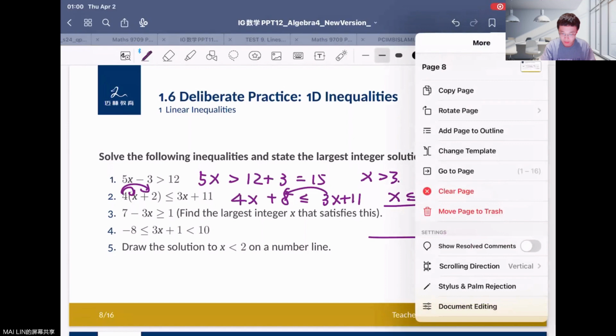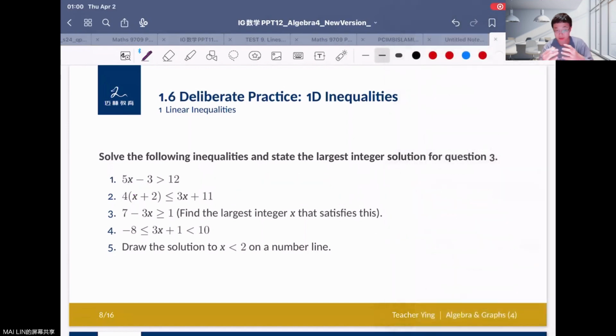And for the third problem, you have 7 minus 3x bigger or equal to 1. So first of all, you can subtract 7 on both sides, right? So it becomes -3x bigger or equal to -6, because 1 minus 7 is -6, right? And then you can divide by -3 on both sides. So it becomes x smaller or equal to 2, okay? So you can find the inequality symbol is now flipped, from bigger or equal to smaller or equal.